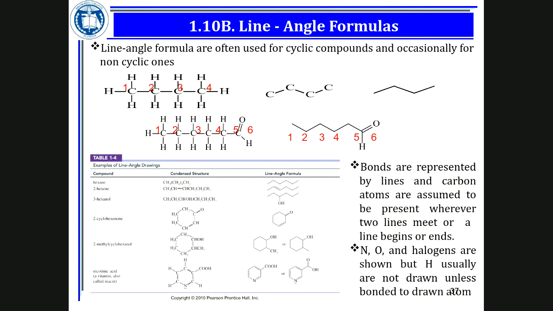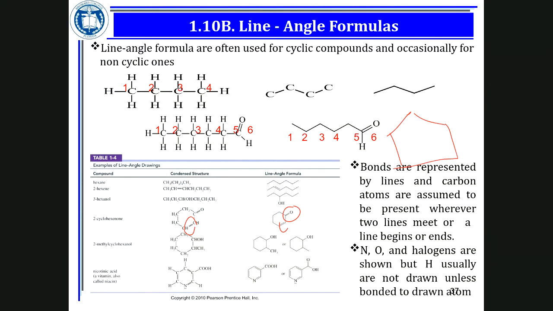Any questions about line angle, or what the line and angle mean, and why do we have to show the double bond here? Why do we have to show the oxygen here? In condensed formula, we have to show the functional group, and we have to show double bond or triple bond. Double bond, triple bond, it counts as the functional group.